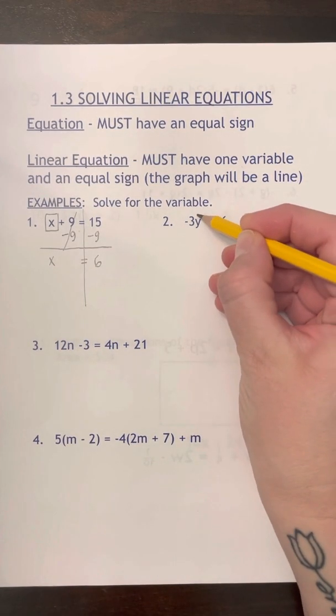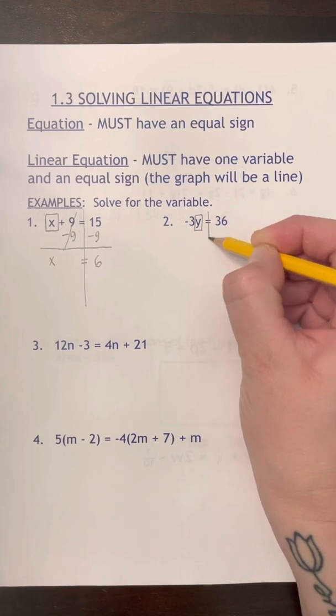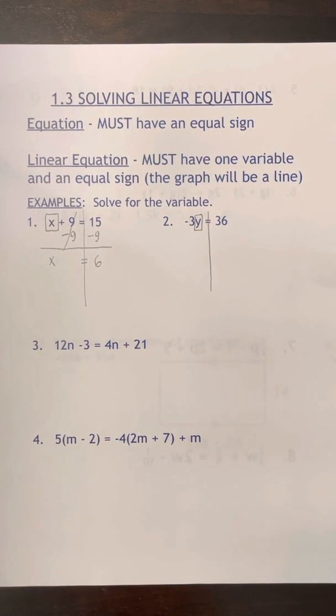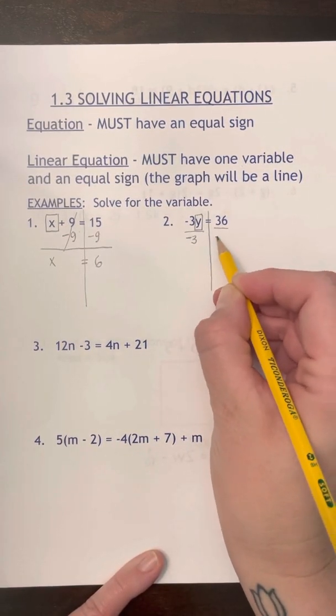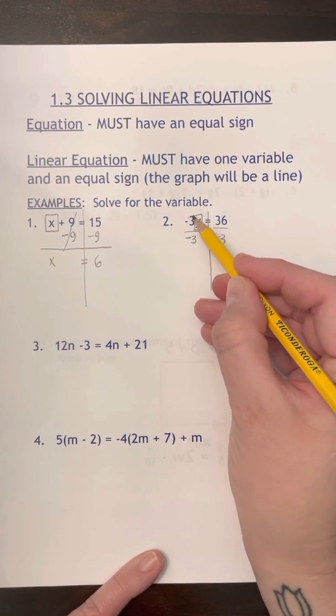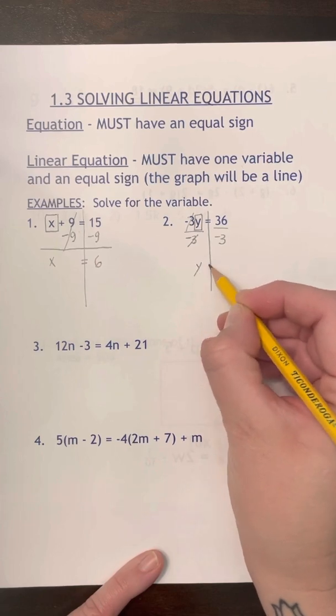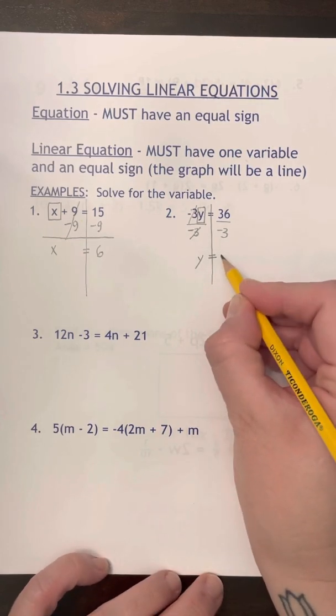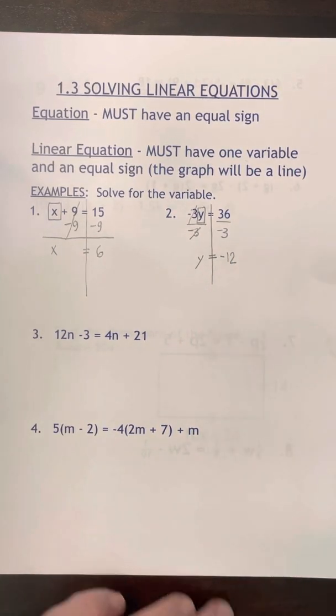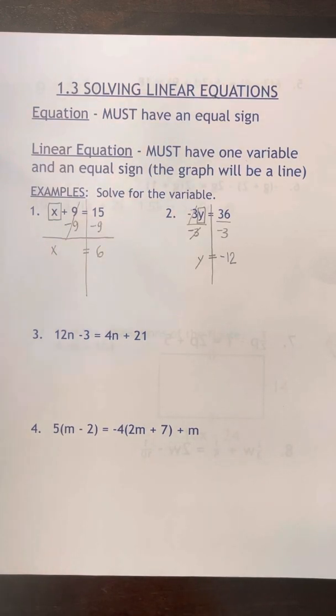Number 2, I want to get y by itself. The y is joined with the negative 3 for multiplication. So when you don't see an operation symbol there, if you just see a number and it looks like it's just attached to a variable, that is multiplication. So the opposite of multiplication is division. So I'm going to divide both sides by negative 3. So those negative 3s right there, they cancel each other out. Leaves me with a y. Bring down my equal sign. And then 36 divided by negative 3 is negative 12. And that's my solution. y equals negative 12.